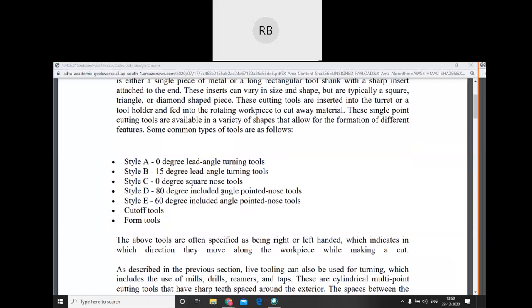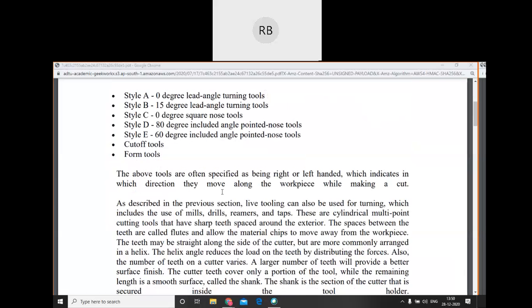You can see these are a few styles or types of cutting tools, that is style A, B, C, D, E, etc. A has a 0 degree lead angle turning tool, and B is a 15 degree lead angle turning tool. C is a 0 degree square nose tool. Likewise, you can go through it by yourself.